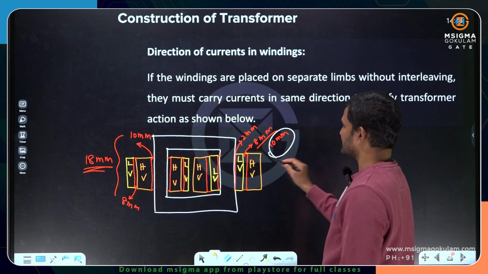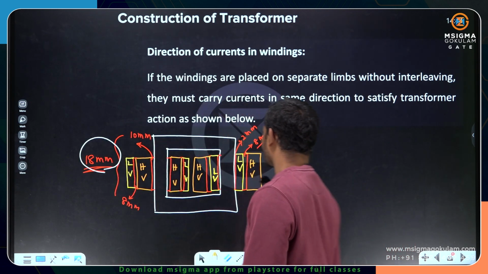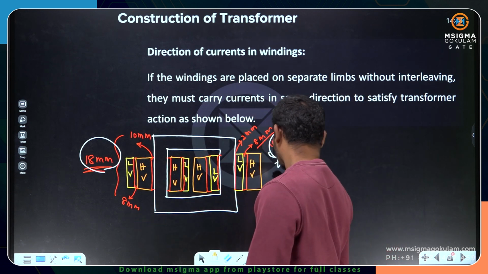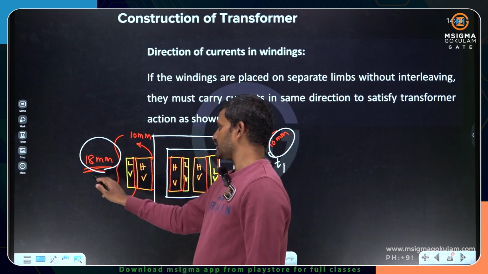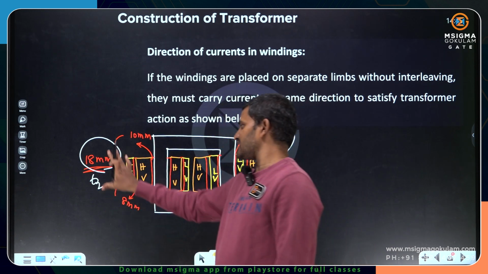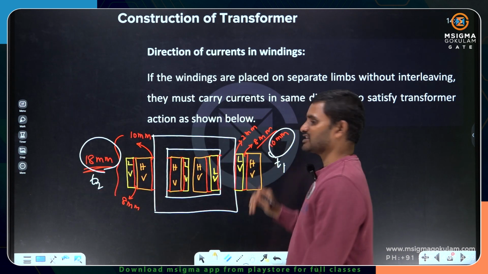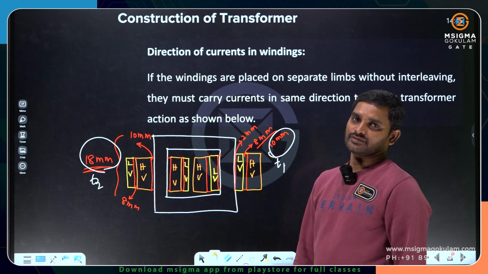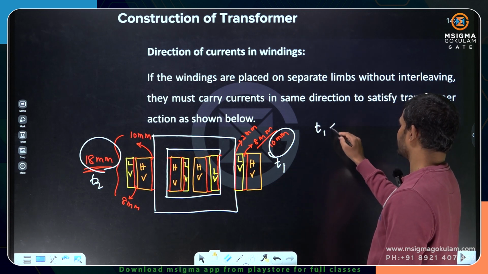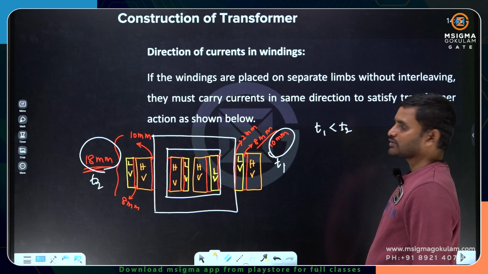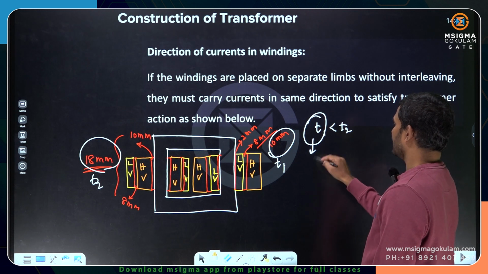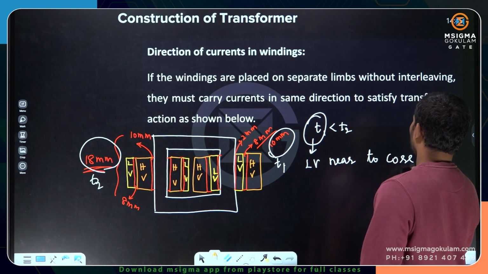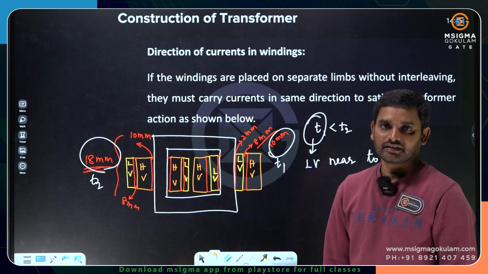So this one is definitely less than this one. Let me take it as T1 and T2. T2 is the second method of arrangement, T1 is the first method of arrangement. So T1 is less than T2. Okay, so I can say that therefore we prefer LV near to the core. This is the advantage.